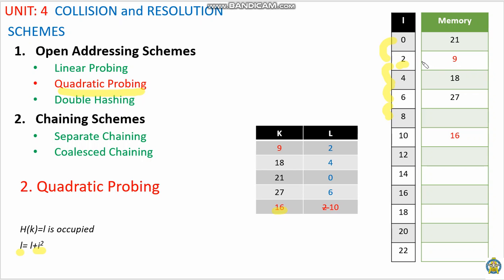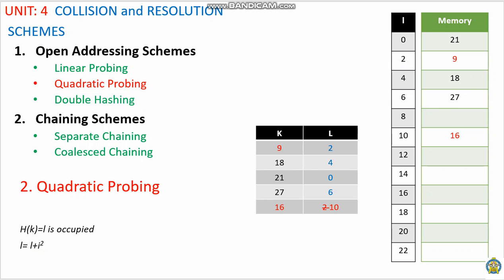So it will increment by the square. That means the increment size is 2, so 4, it comes here. This is also occupied, so it goes another 4. So 16, it gets stored here. So here the new value of L is L plus I square, that is, by the square of the increment. So that is quadratic probing.